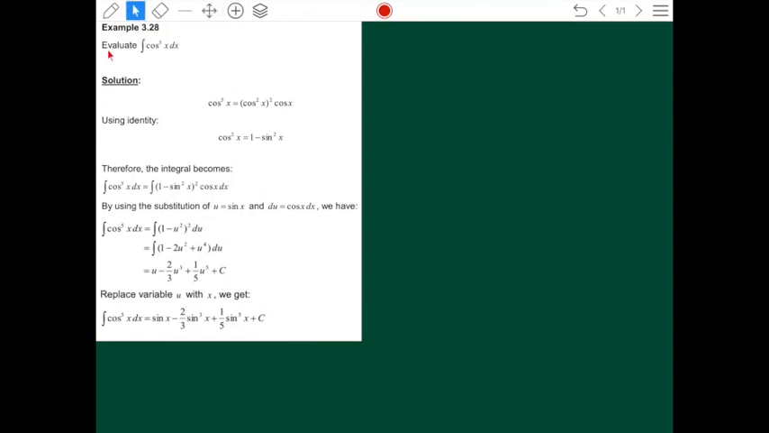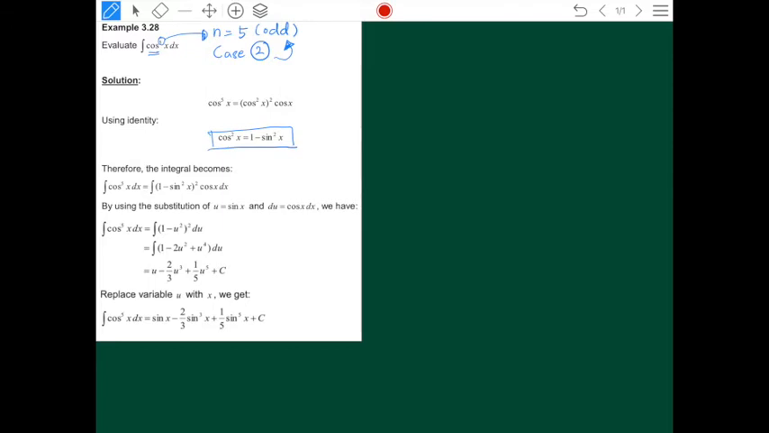Next example is example 3.28. You need to evaluate cos power of 5x dx. Alright, so what can you deduce from this example is that here we have power of 5. So power of 5, this is n equals 5. It is an odd number, 5 is an odd number, and we have cos function. So it means that we are dealing with case 2. Case 2 is when n is odd. So you know that you need to use this identity, as I have shown in the mind map just now. So cos squared x equals 1 minus sine squared x.